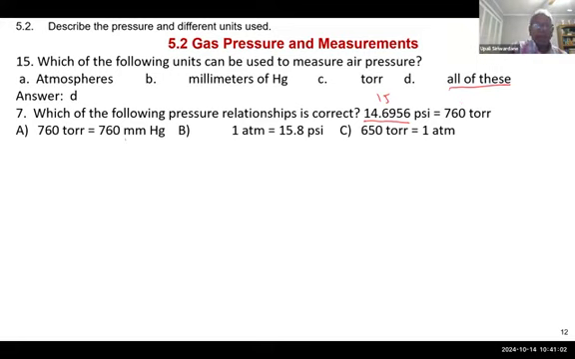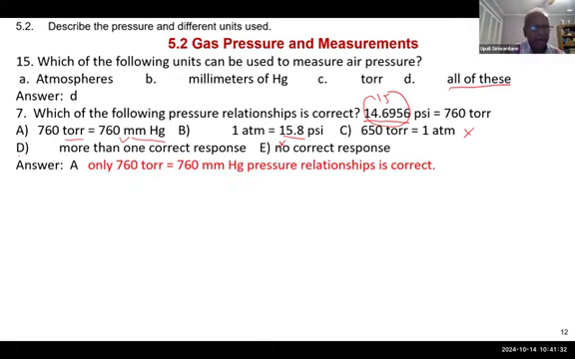This is correct. Torr is the same as millimeter mercury. This number is different. It's not 15.8, it's 14.6956. This is wrong. This is wrong. Therefore, the correct relationship is A.